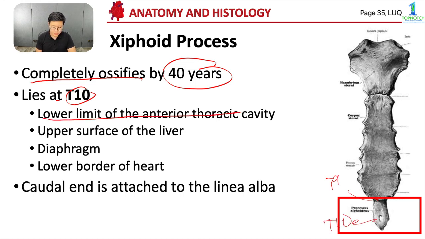It's the lower limit of the anterior thoracic cavity. It marks the upper surface of the liver. It's where the diaphragm is located. It is also where the lower border of the heart is located. And the caudal end, this very end right here, is attached to the linea alba.